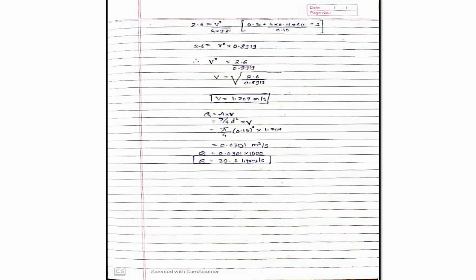And we know that Q is equal to A into V, so A is pi by 4 d square into V. You want to calculate the discharge, so pi by 4 into diameter 0.15 square into V, already calculated 1.707. So the discharge is 0.0301 meter cube per second. But he asked for the discharge in liters per second, therefore multiply this by 1000. 0.0301 into 1000 is 30.1 liters per second. So this is another problem considering the minor losses also.